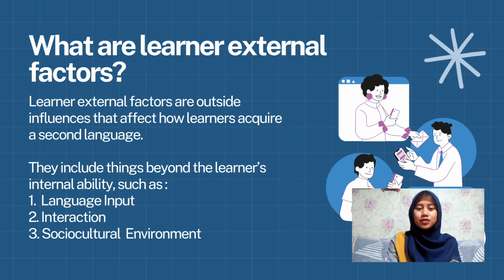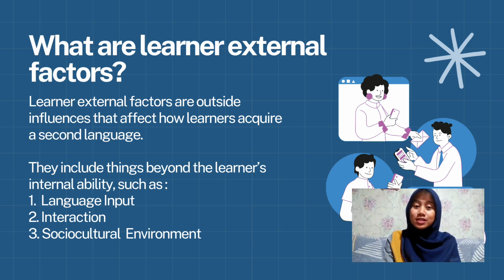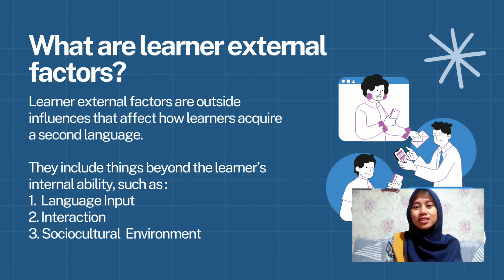Presentations about the first is about what learner external factors are. Learner external factors are outside influences that affect how learners acquire a second language, and they include things beyond the learner's internal ability, such as number one, language input. Language input is exposure to spoken or written language.